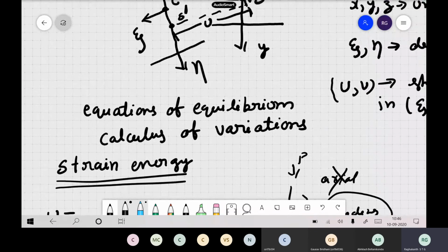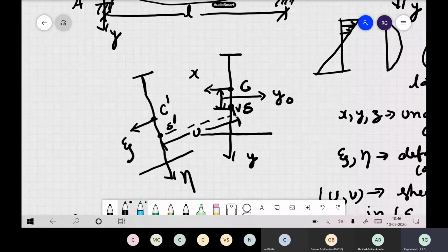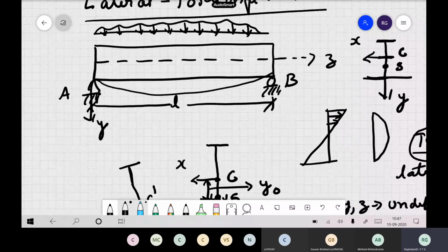So here also, when the load is very, very small, there will be only bending in the Y direction. So there is no lateral torsional buckling going to happen in your beam. Then your strain energy will be simply your V double dot, or whatever you could have written.